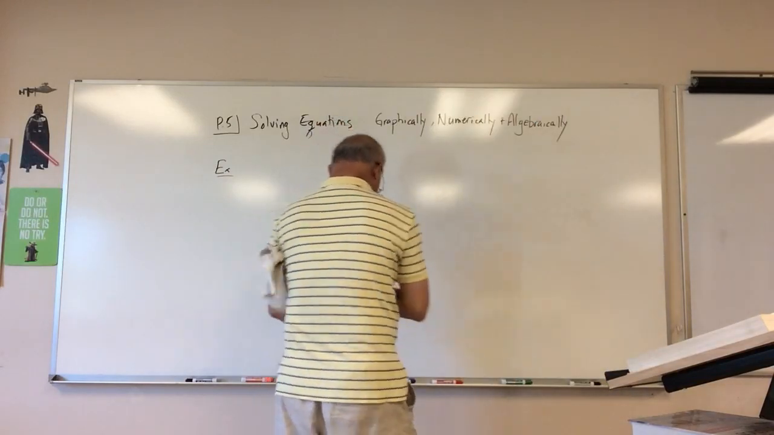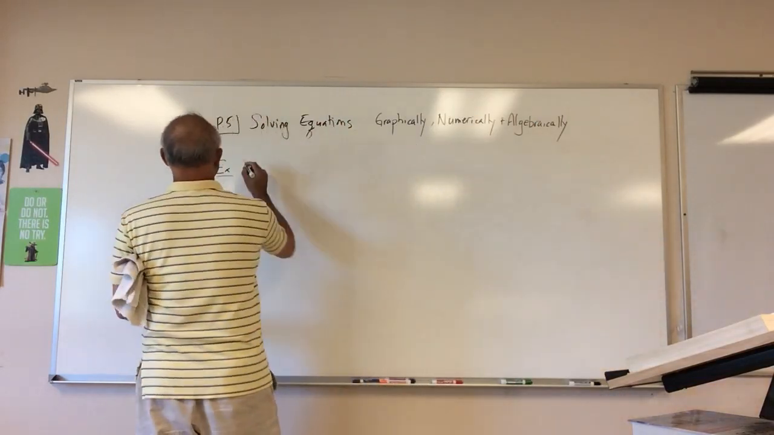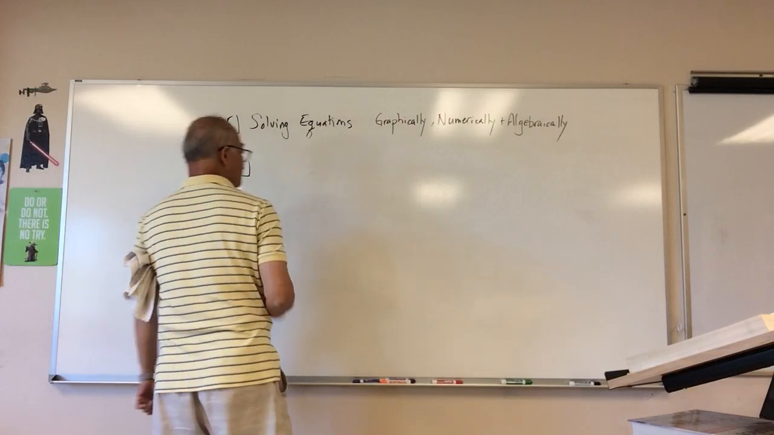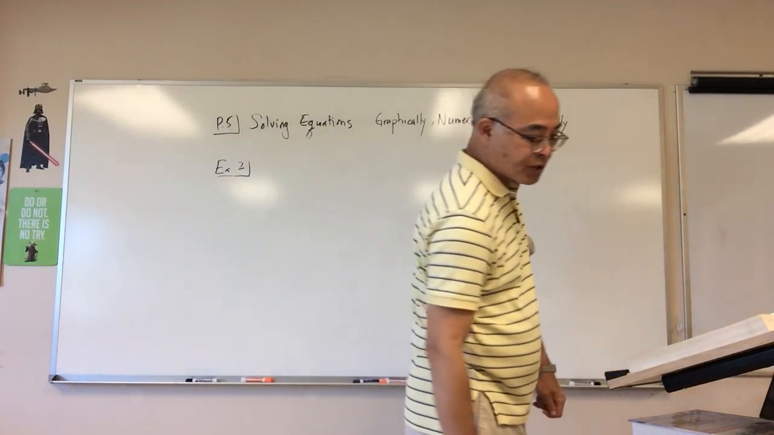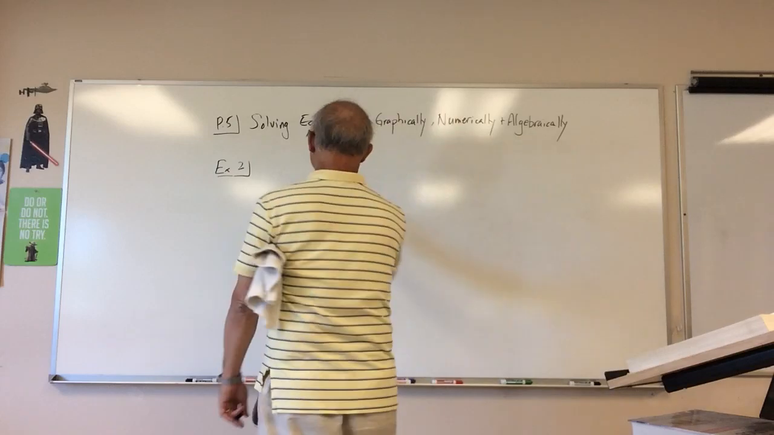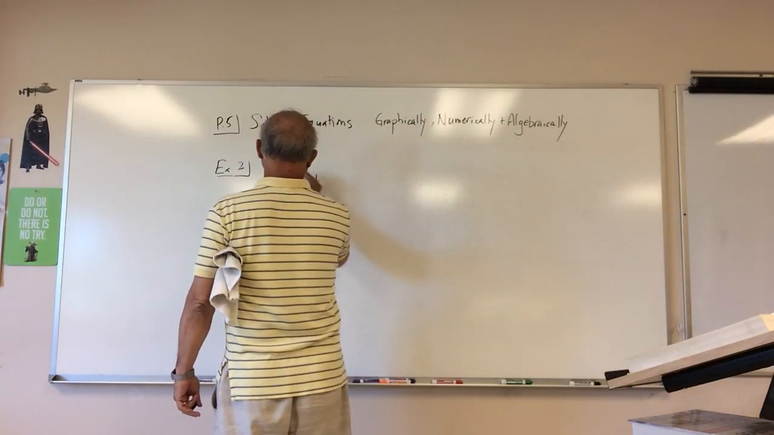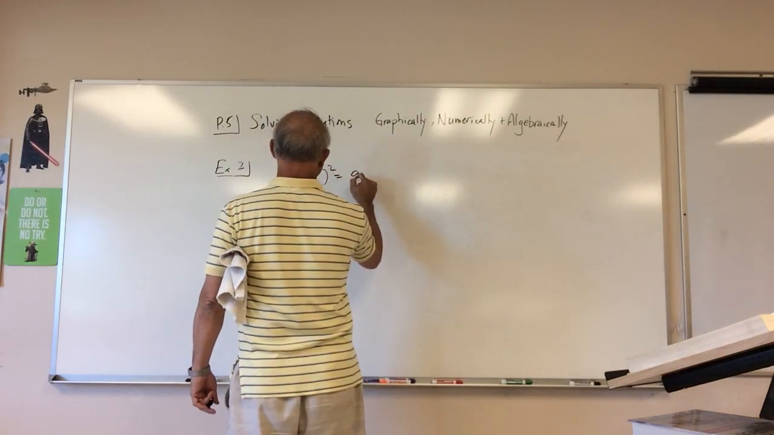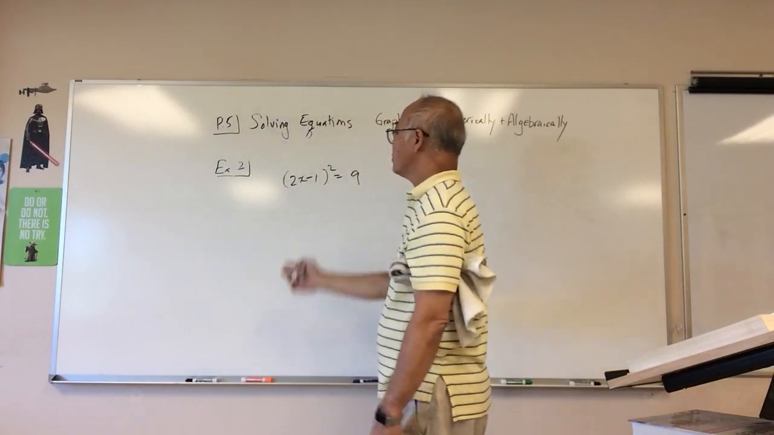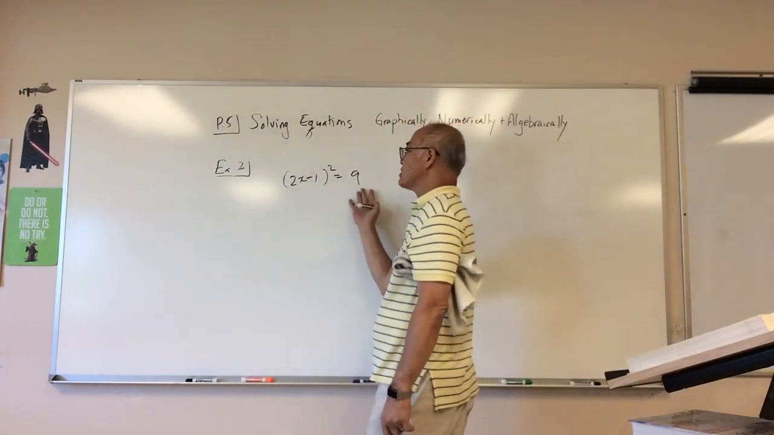All right, example number 2. We're going to try to solve quadratic equations using square roots. So we have (2x - 1) squared is equal to 9. In this one, we would just take the square root of both sides.